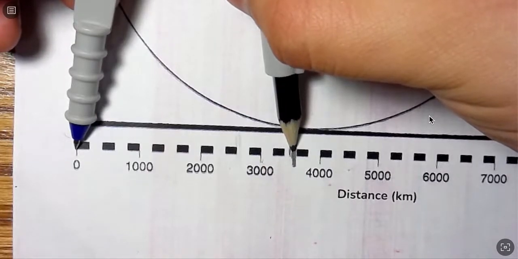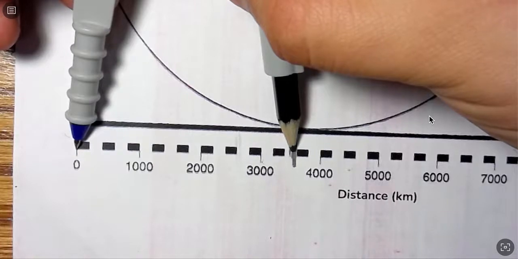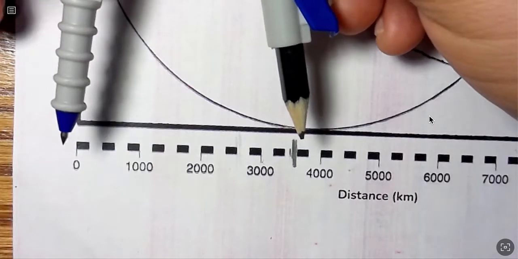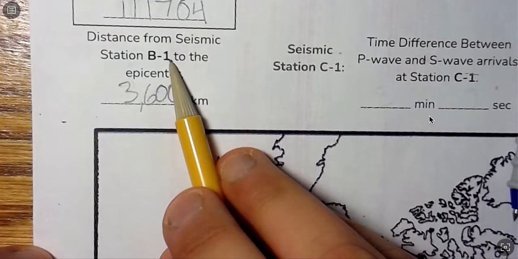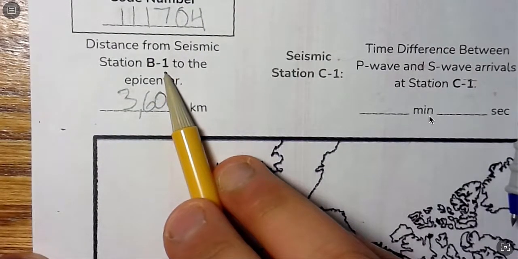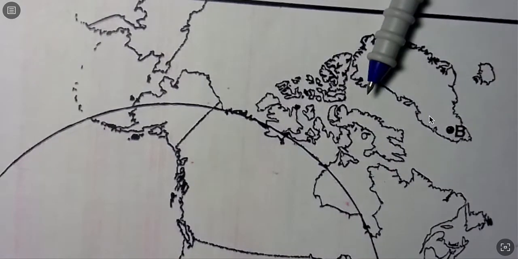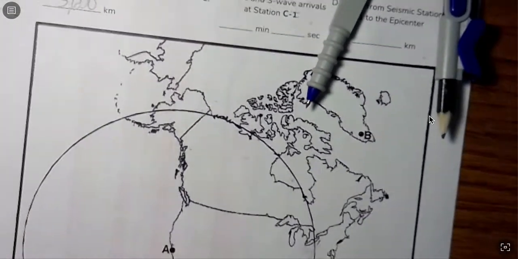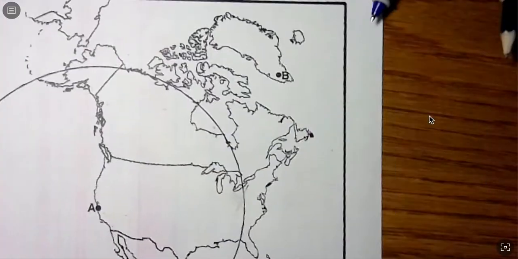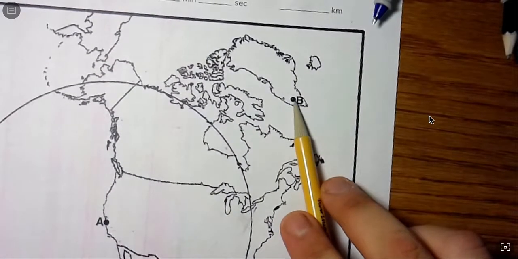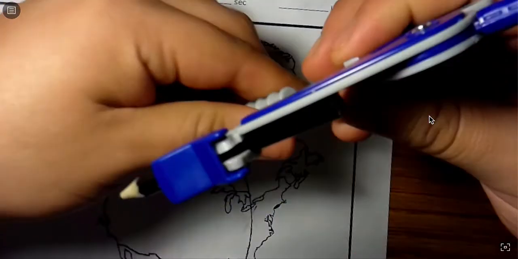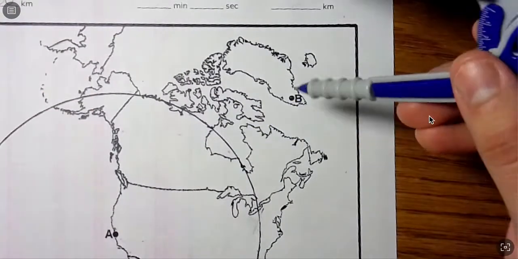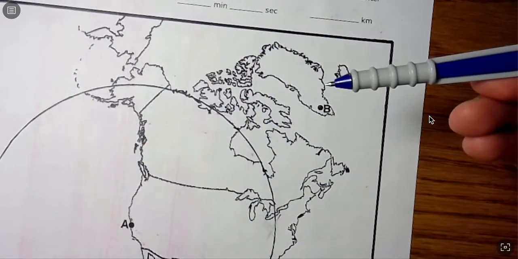Notice that this is the size that we represent 3,600. And this goes back to the distance for seismic station B1, meaning that we should be doing this for station B1, or station B. We know that station B is right here in this part of the map. So now we are going to be using our compass without changing it, and we are going to be putting the pointy part on the B.